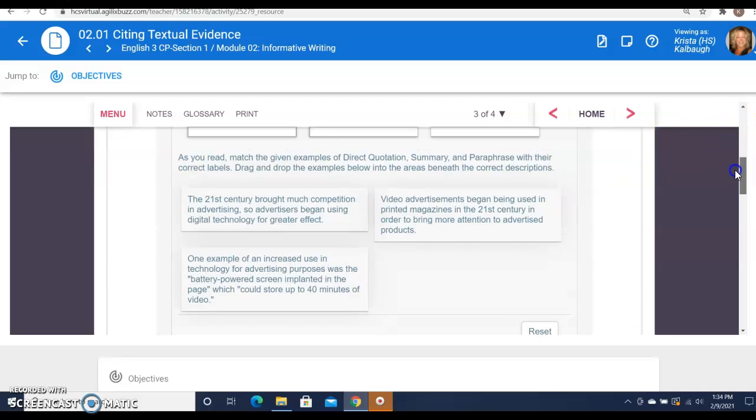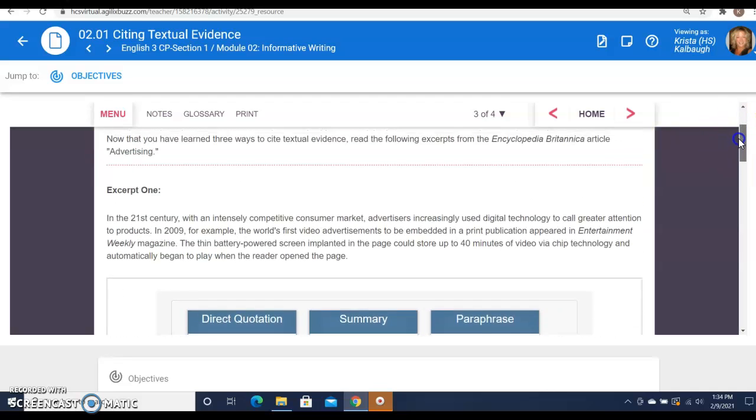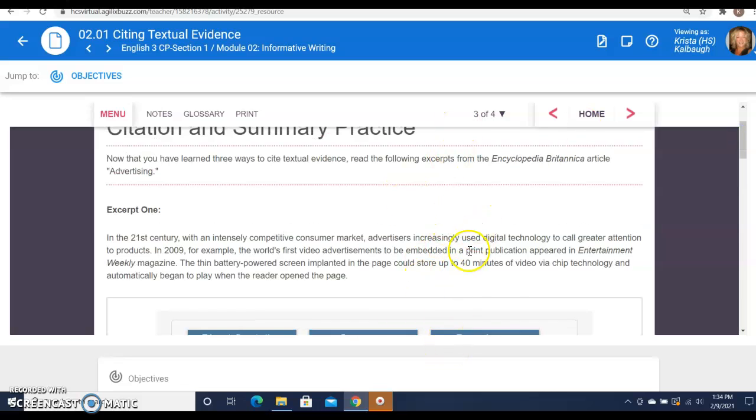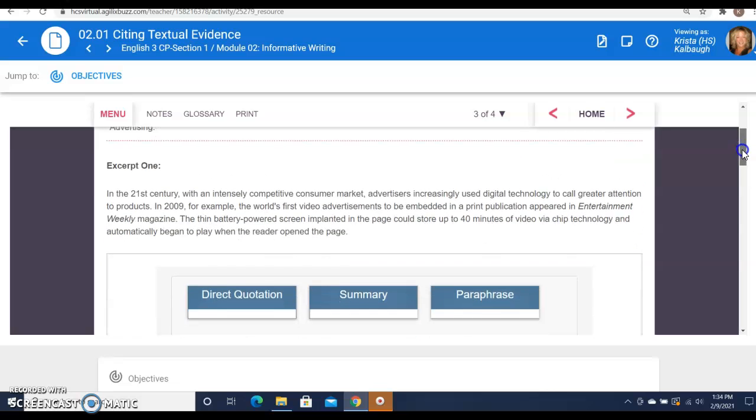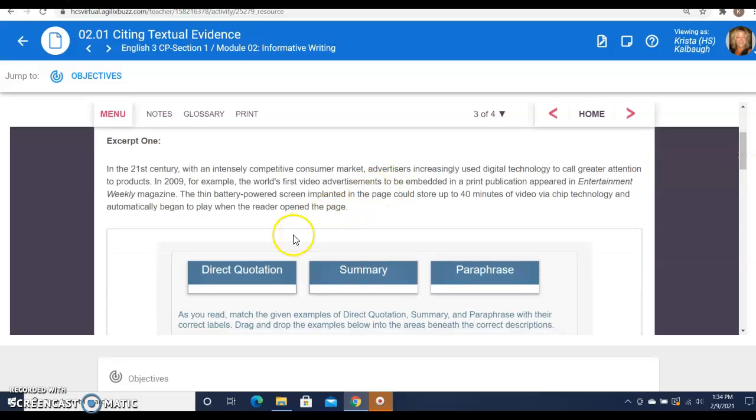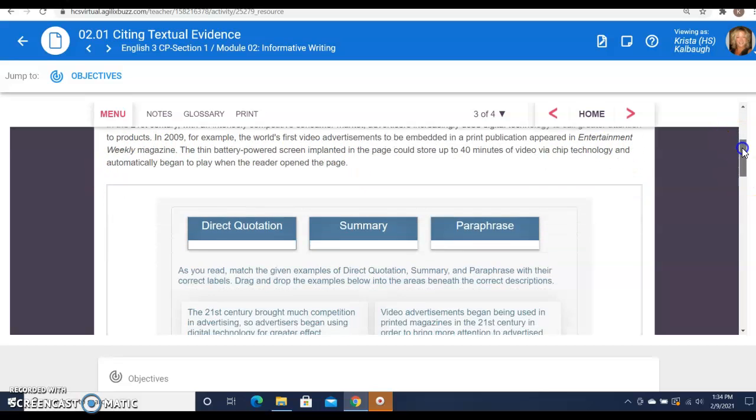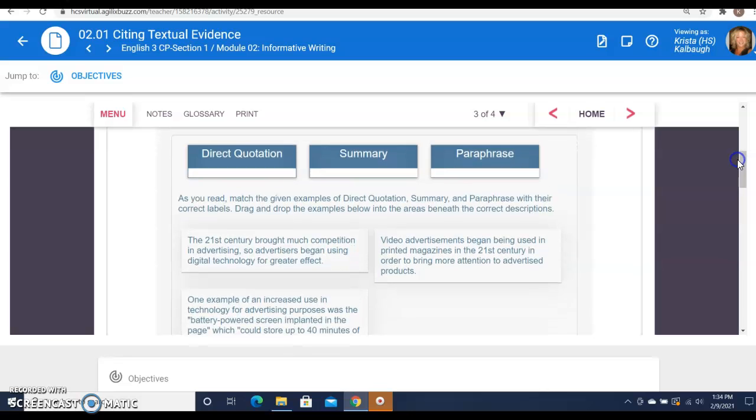Okay, so working through this is going to benefit you for the assignment because that's basically what you are doing here. All right, so it's taken the first part of the article that you're using for this assignment, and you're going to match it. Okay, is it a summary? Is it a direct quote? Or is it a paraphrase, just a piece of the article?